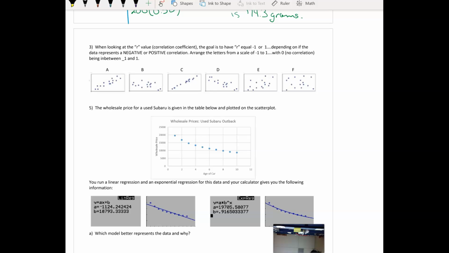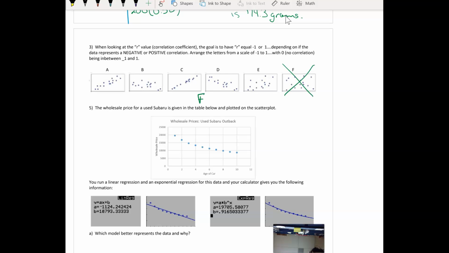So when looking at the R value, the correlation coefficient, the goal is to have R equal -1 or 1, depending on if the data represents a negative or positive correlation. So this time what we're going to do is arrange the letters on a scale from -1 to 1, with 0, that's no correlation, being in between the -1 and 1. So if I go for my no correlation, that's where I'm going to start. That's F. That should be right in the middle.